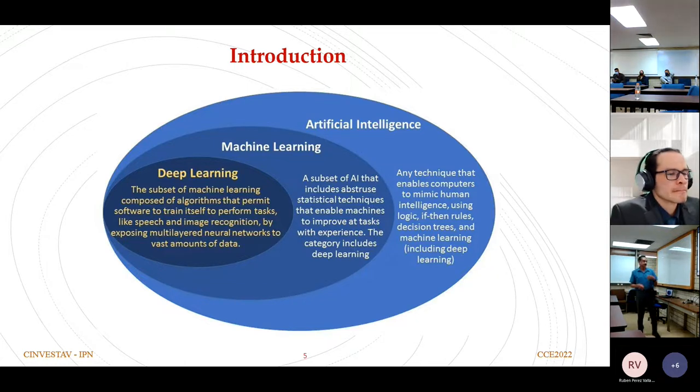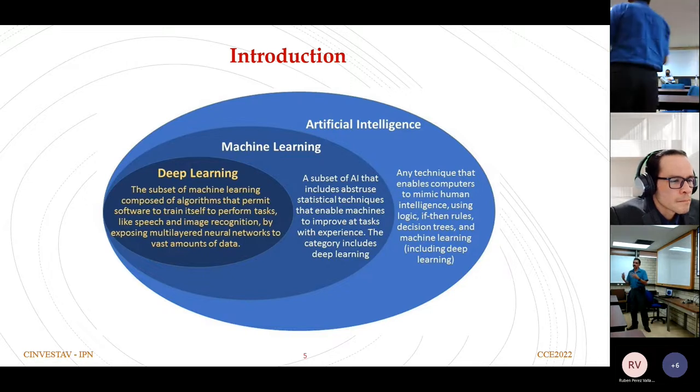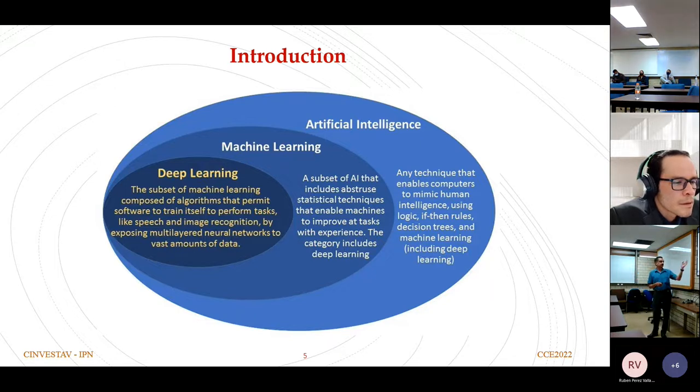Our work was about deep learning. We worked with some models that are available in the MATLAB environment, several types of deep networks that are pre-trained. We are going to talk about it later. Deep learning is a subset of machine learning, which in turn is a subset of artificial intelligence. This approach lets us take software that can be trained, it can learn from examples, and it is used for topics like speech and image recognition.